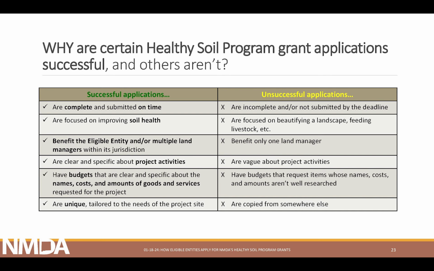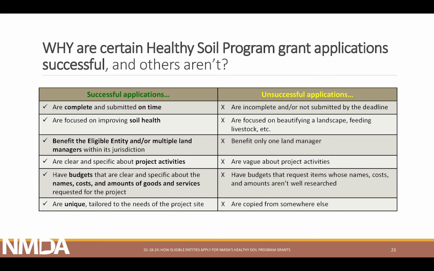Another way to achieve a successful application is to make sure it actually improves soil health. We have seen applications from our other applicant types submitting projects that really aim to create a beautiful landscape. We look at that and say, what we're looking for here is soil health improvement. So everything has got to point back to soil health improvement. Another example, on the right-hand side of the screen, is feeding livestock. It doesn't constitute soil health improvement. So you want to make sure that your proposal is really rooted in soil health and demonstrates a good understanding of that.